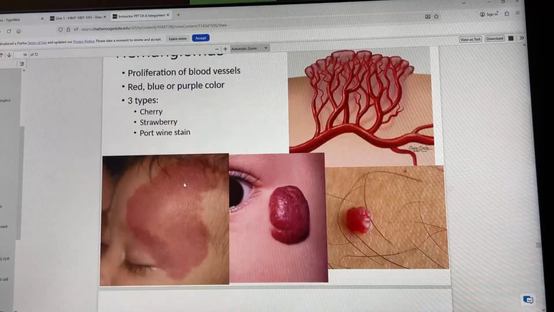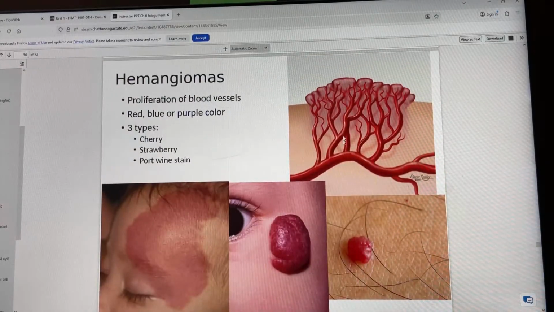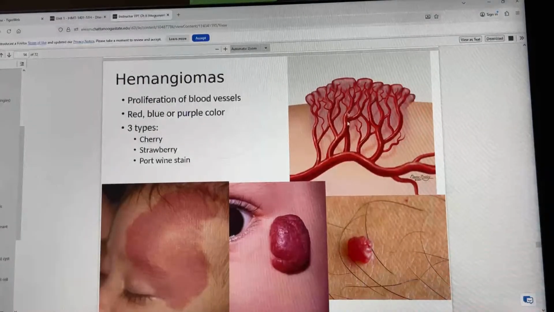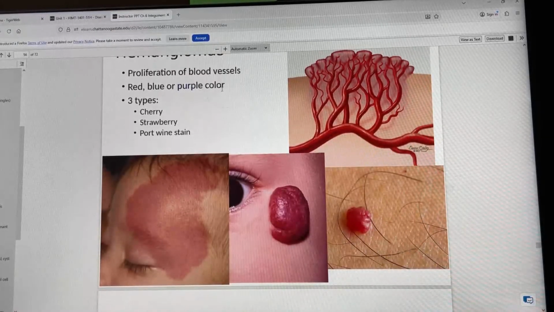Okay, hemangiomas. These actually are related to blood vessels. You'll see that a blood vessel just starts randomly producing a bunch more offshoots of blood to an area. So you have a bunch of unnecessary blood flow in a part of the skin. And it can be red, blue, or purple, because sometimes the blood can look blue under the skin, like on your veins and things.